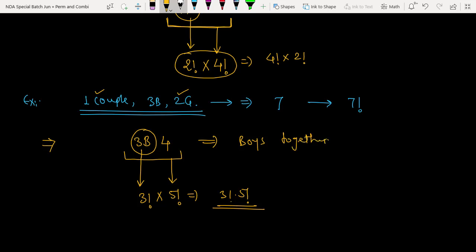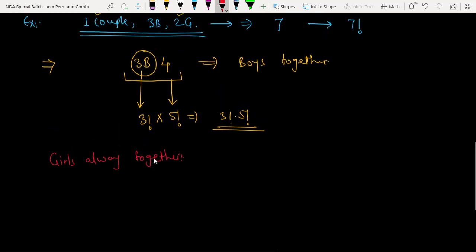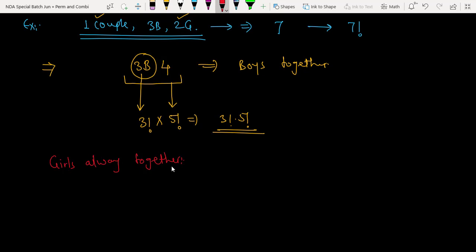Can you give me the answer for a question like girls always together? Girls always together. 6 factorial into 2 factorial into 5 factorial. Girls always together means, the ones who are told to be together, put them in a group first. Okay, 2 girls will always be together. How many objects are remaining now? These 3 and these 2, 5. How many distinct objects am I having? 6 objects can be arranged in 6 factorial ways, and 2 girls can be arranged in 2 factorial ways. So the answer is 2 factorial into 6 factorial. That's it.